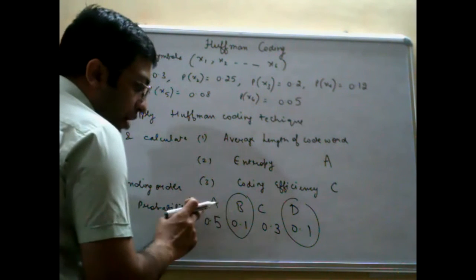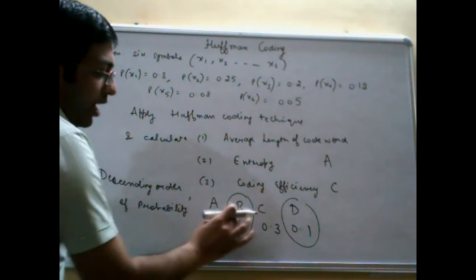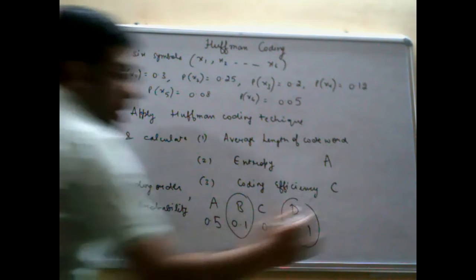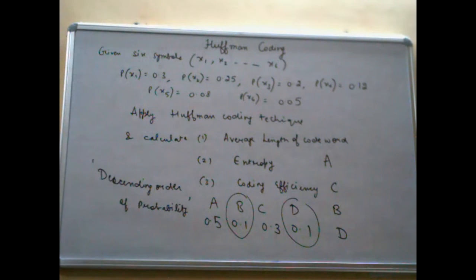So I would prefer the ascending order, the order in which I have taken the symbols, like A, B, C, D, it is the serial order. So I will prefer B first and then D. These are some of the rules that you have to keep in mind while applying the Huffman coding technique.